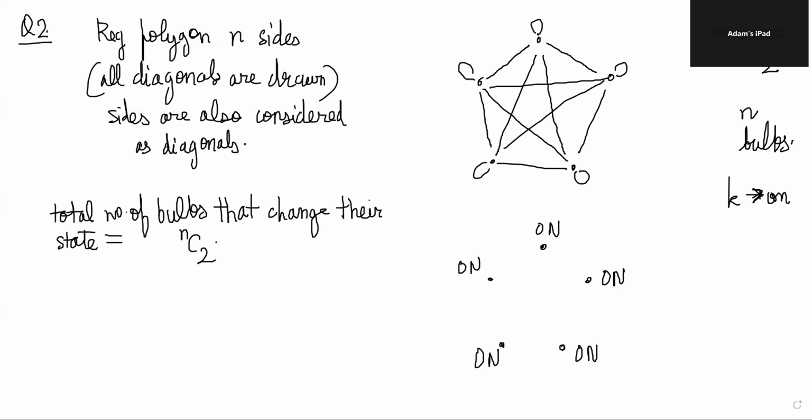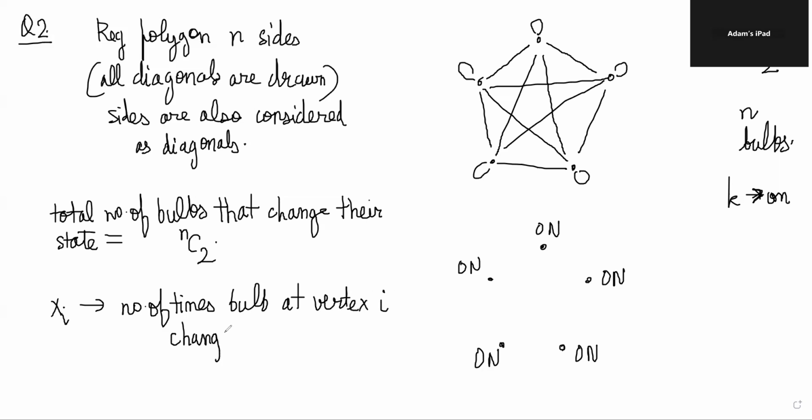Okay. Now focus on the vertices. There are n vertices. Let's say xi is the number of times the bulb at vertex i was flipped, the number of times the bulb at vertex i changed its state. Because the same bulb could change its state multiple times, because you select this diagonal or this diagonal or this diagonal, right? Each time you might have a choice of changing the state of this vertex.